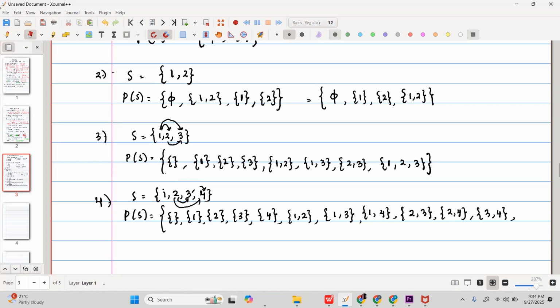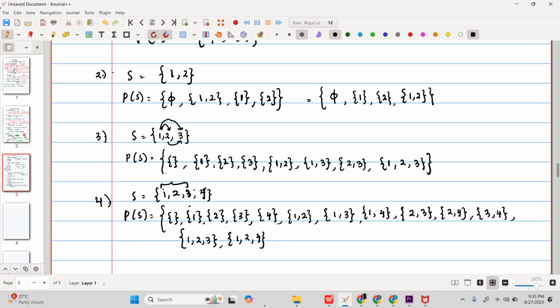Now we are moving to the 3-element subsets of the power set. So the first one I am taking is {1, 2, 3}. Then I am hiding this 3 and taking {1, 2, 4}. So first I am hiding this 4, then I am hiding the 3. Now I will hide this 2.